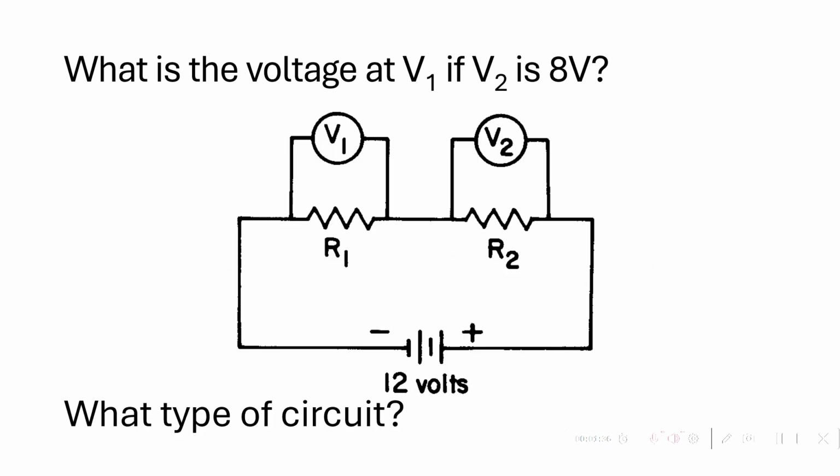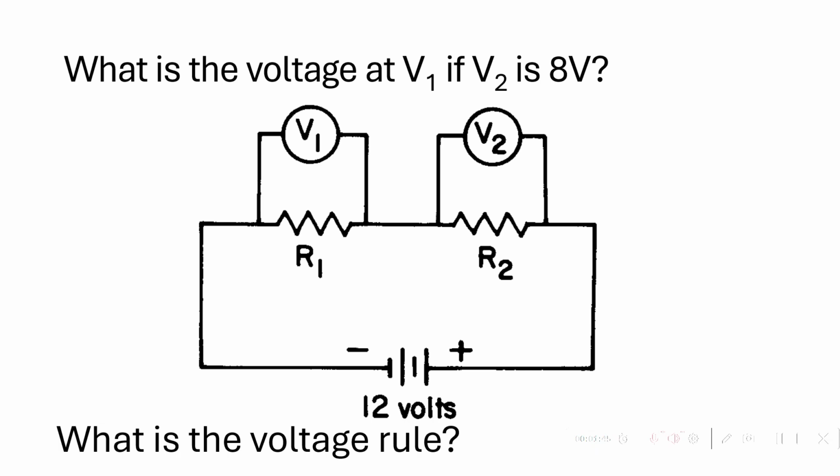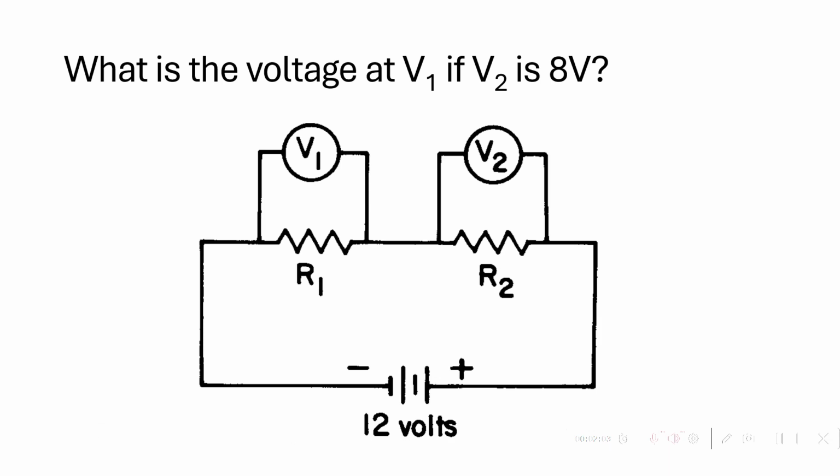Okay, now looking at this type of circuit. What type of circuit is this? This is a series circuit because just looking at the resistors, you can only make one path through both resistors. So what is the voltage rule for this type of circuit? And what is the voltage at V1 if V2 is 8 volts?